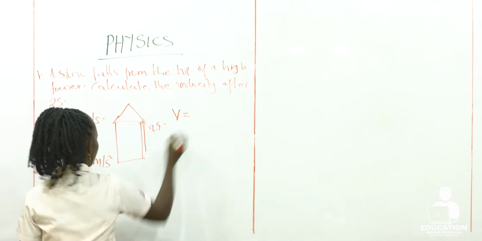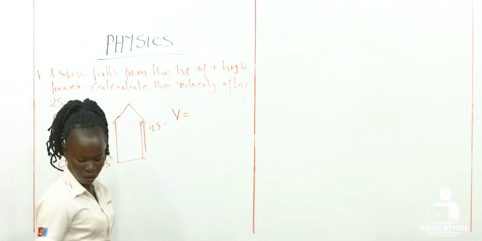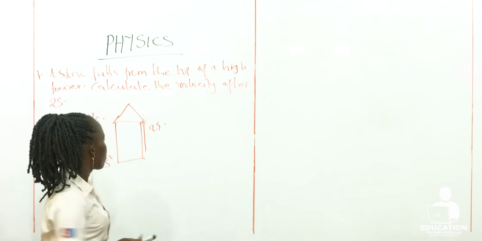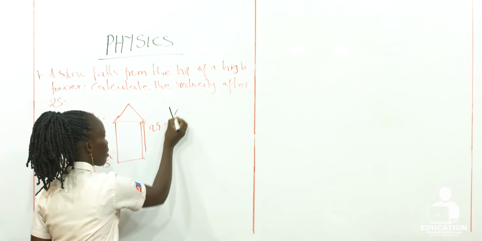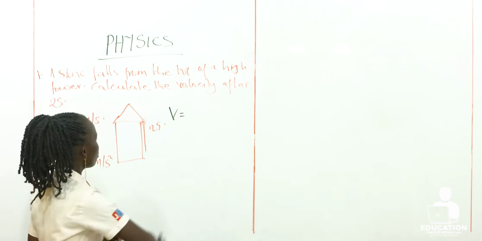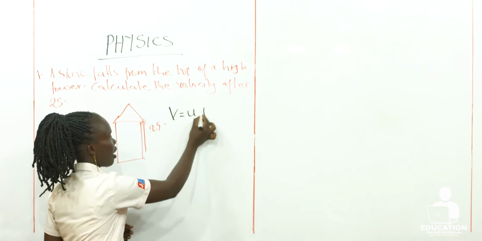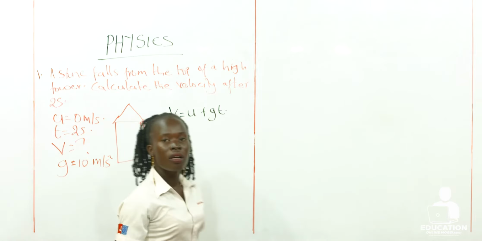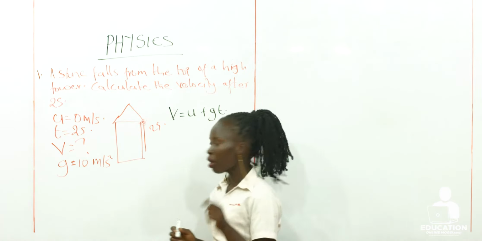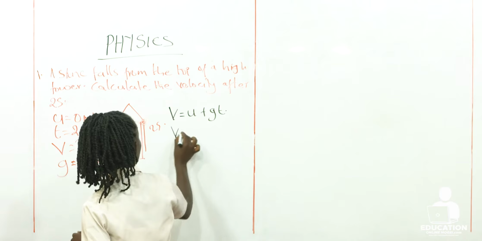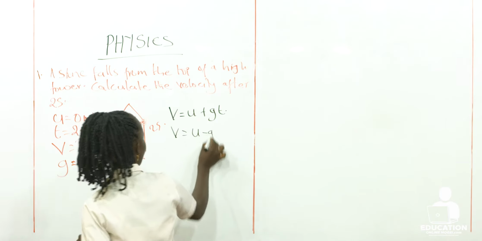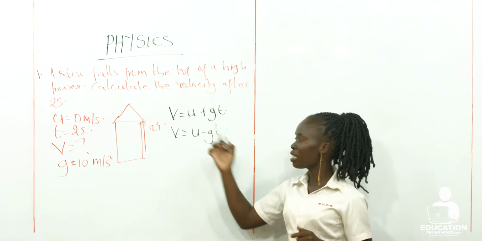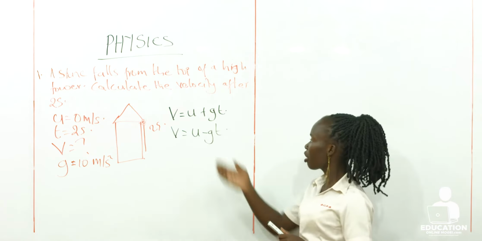Our V is equals to... so right now we shall have our V is equals to U plus GT. Someone might be wondering why we are not having it as V is equals to U minus GT. Why don't we have the negative, but instead we are having a positive?